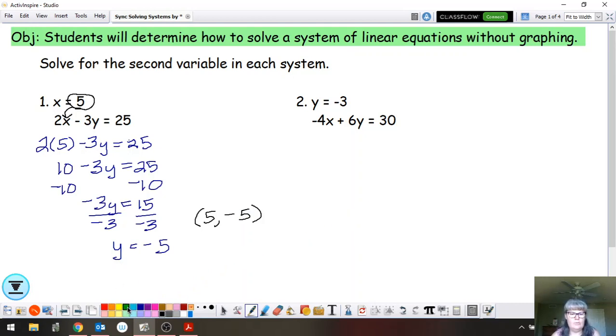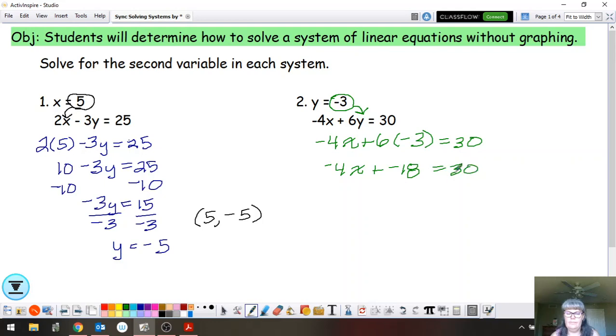In the second system, we know that y is negative 3. So I'm going to take this negative 3, and I'm going to substitute it for y in the second equation. So we're going to have negative 4x plus 6 times negative 3 equals 30. Simplify the left-hand side of the equation. 6 times negative 3 is negative 18, equals 30. Add the 18 to both sides.